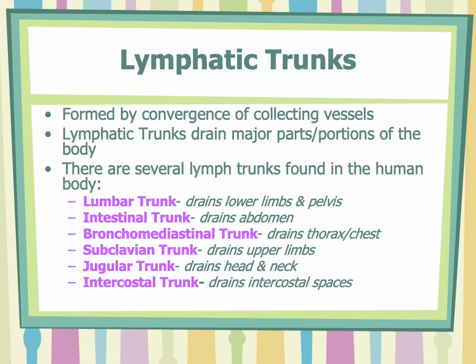Okay, so the lymphatic trunks. So now they are the creation of the convergence of collecting vessels. So we're going bigger, right? So there are several lymph trunks found in the human body. We have the lumbar trunks, and of course they drain what? The lower limbs and the pelvis. We have the intestinal trunk that drains the abdomen, the bronchomediastinal trunk drains the thorax and the chest. Then we have the subclavian trunk, which drains the upper limbs, the jugular trunk drains the head and the neck, and the intercostal trunk drains the intercostal spaces.